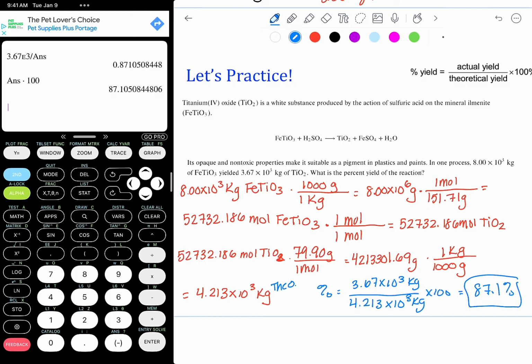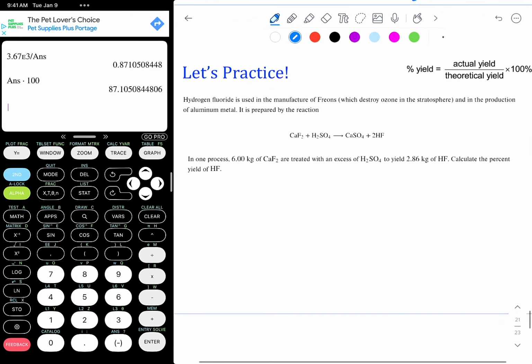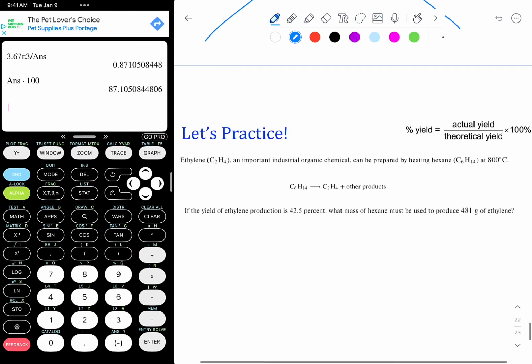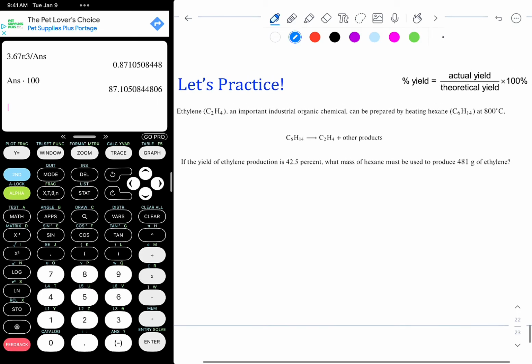Okay, let's keep practicing. Let's do another one. This was a problem we already did. I don't know how it got on there twice. I don't believe it's on your lecture packet twice, but if it is, just cross it out. We already did it. Feel free to re-practice it if you want. Okay, so we'll move on to our next one.